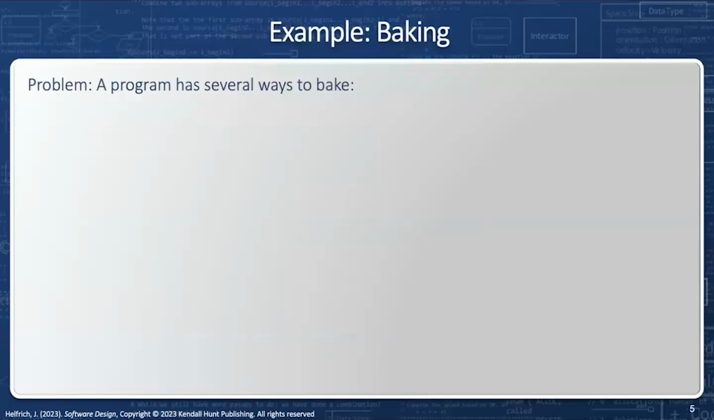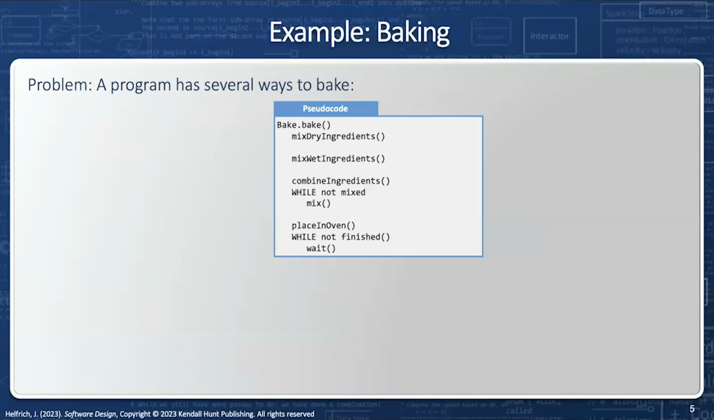We're going to bake. Now, in order to bake, I need to mix the dry ingredients, mix the wet ingredients, combine the ingredients together, and while not mixed, keep mixing it all up, then place it in the oven and keep it in the oven until it is finished. So that's my pseudocode. And this is going to consist of several different functions.